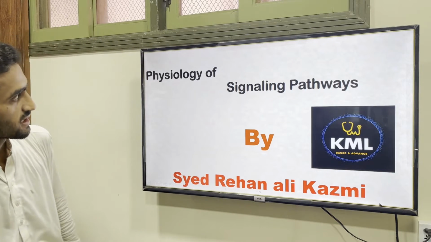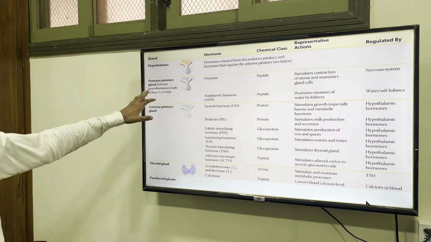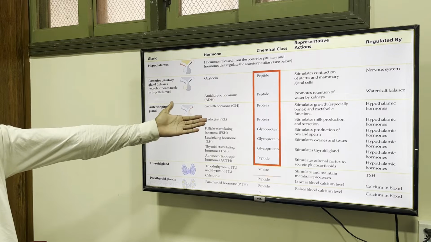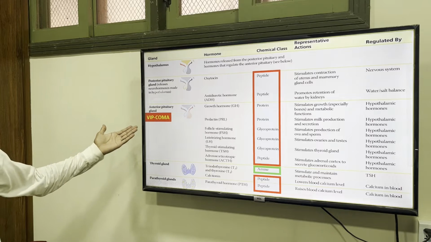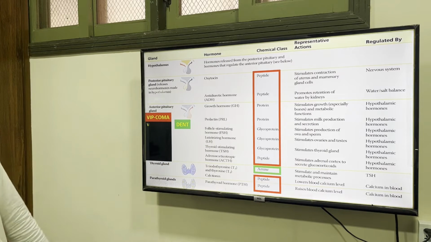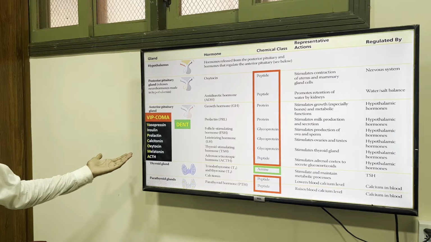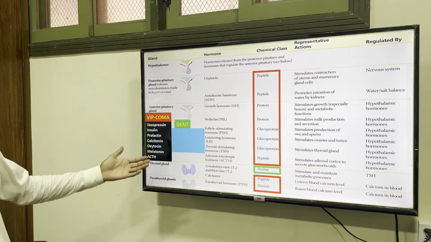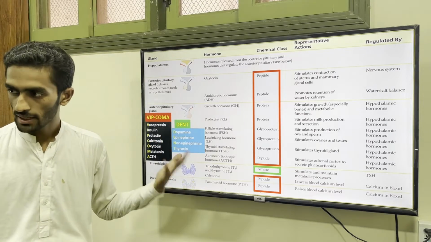Before that, just recall the intro, in which we discussed the hormones and listed different pituitary hormones, hypothalamus hormones, and thyroid hormones. So these were the peptide nature hormones, and the amine nature ones. We use the mnemonic VAP comma for the peptide hormones: vasopressin, insulin, prolactin, calcitonin, oxytocin, melatonin, ACTH. They are peptide nature hormones, and then the amine nature ones: dopamine, epinephrine, norepinephrine, and thyroxine.